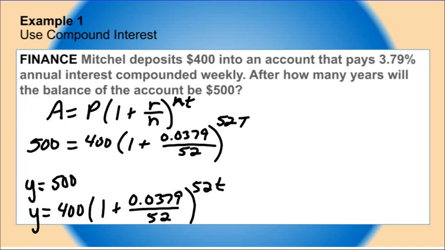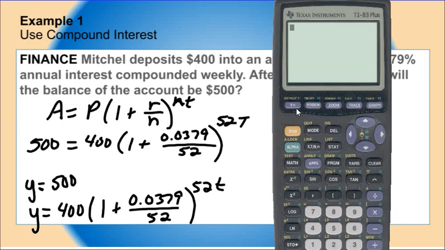So grab our calculator, go to the y equals, clear what I have in here. And the first one's going to be y equals 500. That's where we want to be. And then the other one would be 400 times the parentheses 1 plus 0.0379 divided by 52 and parentheses. I'm going to raise it to, and here I'm going to put parentheses 52. I know it says t, but x still works, same formula.